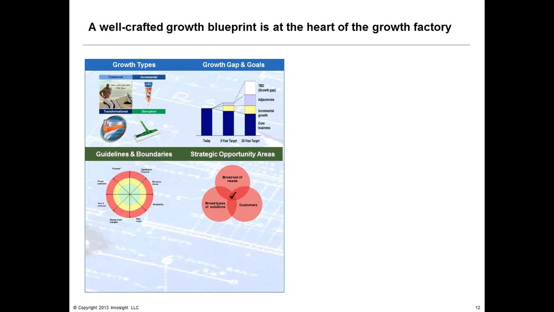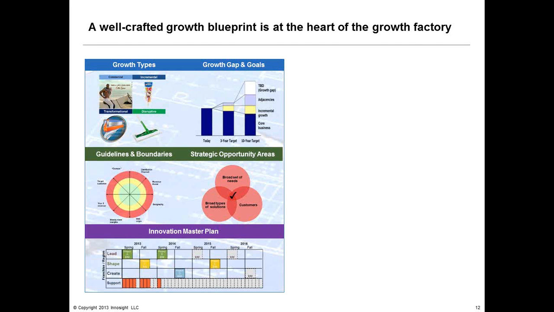And these are essentially the fishing holes that you're going to go look in to find new sources of growth, explore for new sources of growth. And Scott is going to talk a little bit about that momentarily. And then finally, the last component is what we call the Innovation Master Plan.